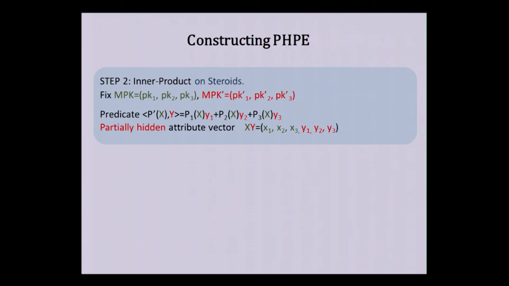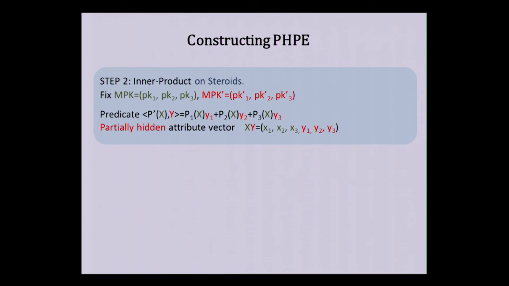So what do we get? Well, we get an inner product partially hidden predicate encryption on steroids. So suppose we fix the master public key to be the same, consisting of two components. One corresponds to the public part, and the other one corresponds to the secret part. And the predicates that we can now evaluate are more expressive. So it's a predicate P prime evaluated on X, which is a collection of predicates P1, P2, and P3 applied separately on the public component X.